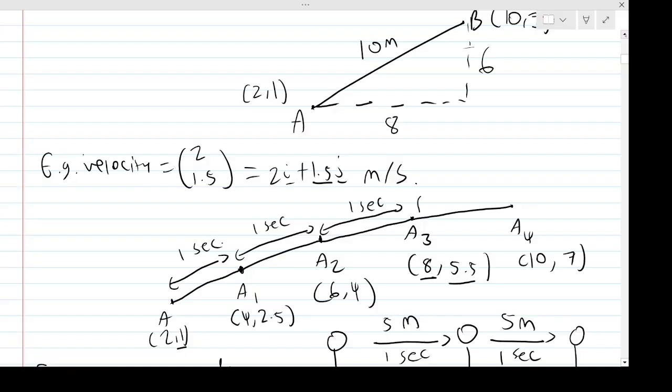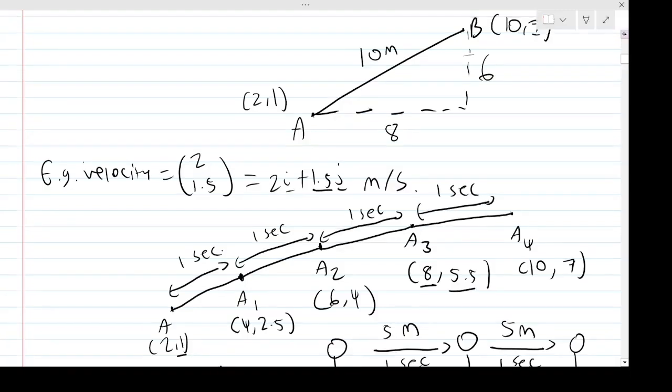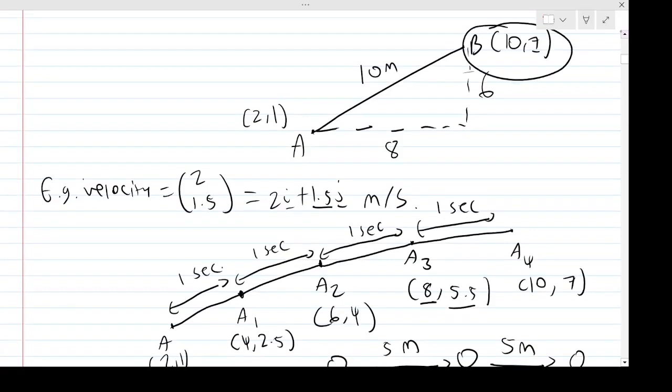Okay. Well, okay, so what do you notice about this point now? 10.7. I'm now at the point B. I'm now at my destination. Okay. This is now also point B at 10.7. So now I've done my journey.